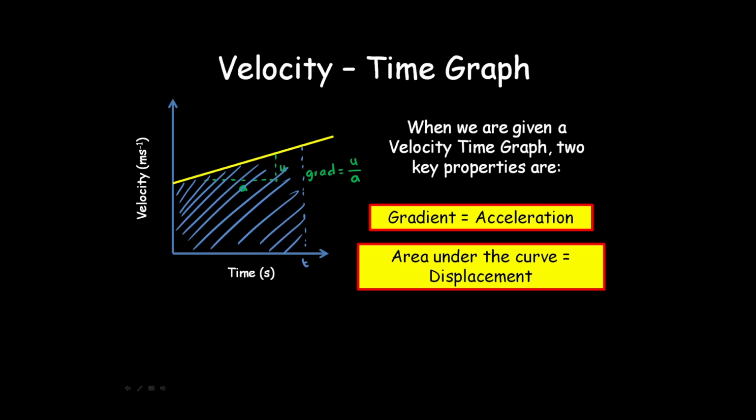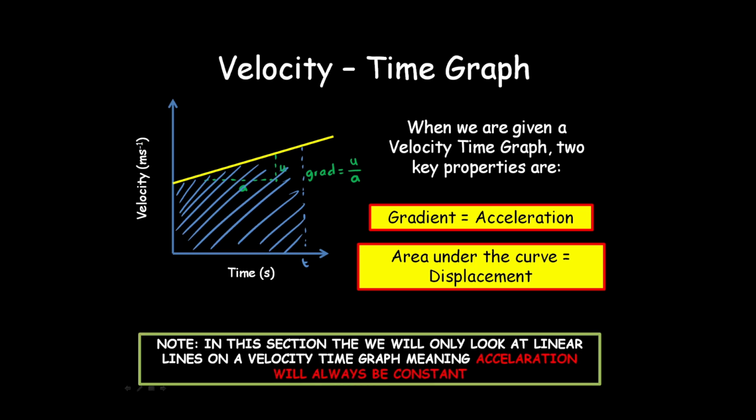Now from that, what we also know is that in this particular section, your line on the velocity time graph will always be a straight line, which therefore means that acceleration will always be constant. You can get graphs on the velocity time graph represented by a curve, but that's going to be revisited in year 13, so it's more of an A2 topic, when acceleration is not constant.